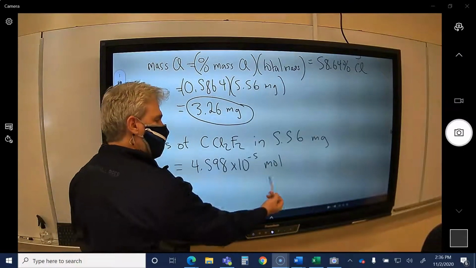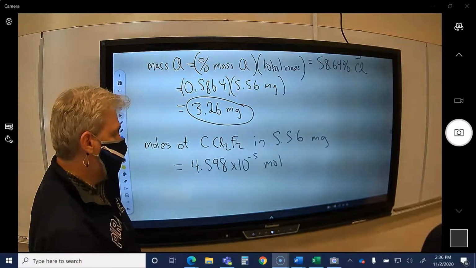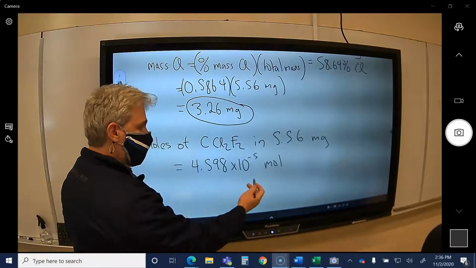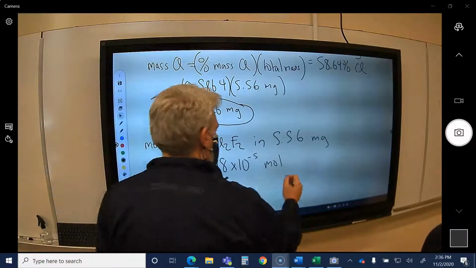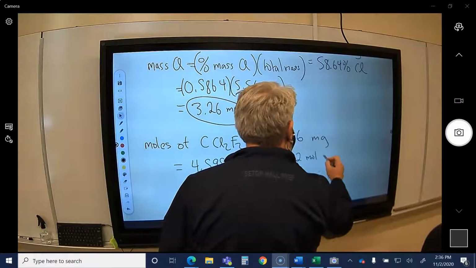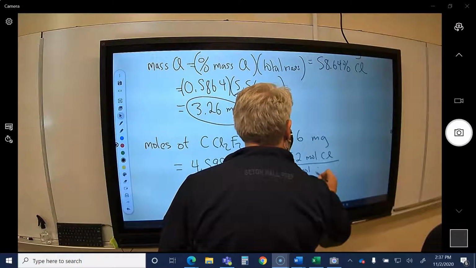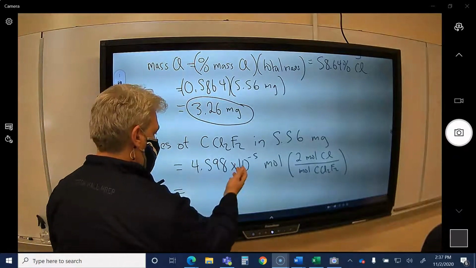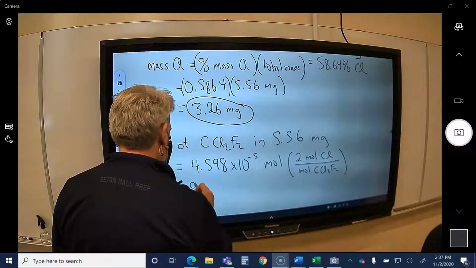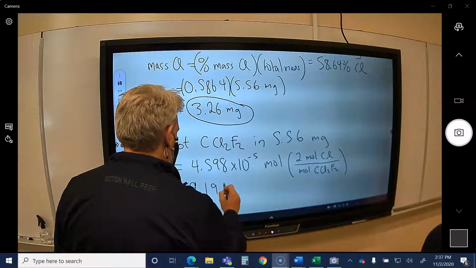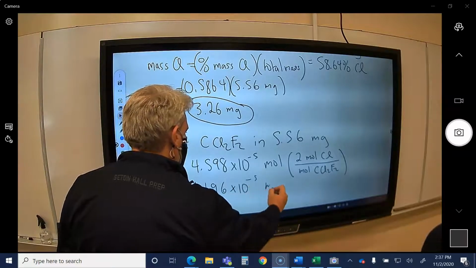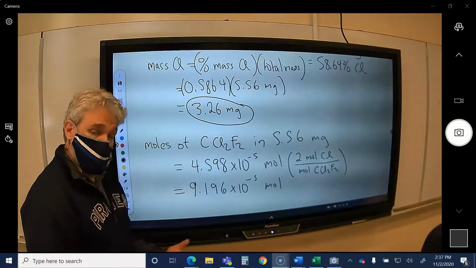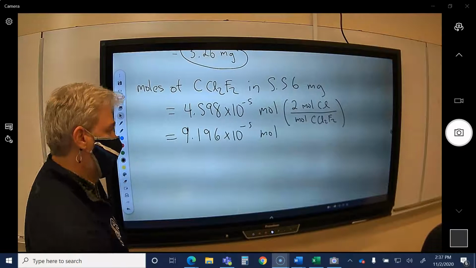But now, if we know how many moles we have in this sample, we can simply use the fact that there are 2 moles of chlorine for every 1 mole. That's a mole ratio. We can multiply by that mole ratio to get the moles of chlorine. So we're going to multiply this by 2 moles of chlorine for every mole of Cl2F2. That's going to give us twice this, which is 9.196 times 10 to the minus 5 moles. If that's the moles of chlorine that we have, and we want to know the mass of chlorine, we can just use our equation.